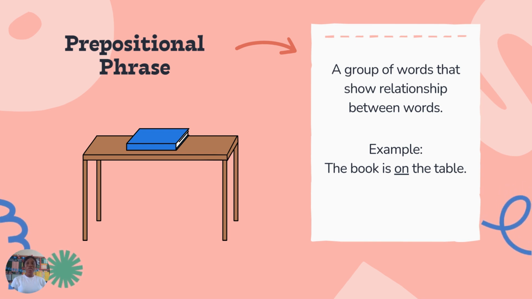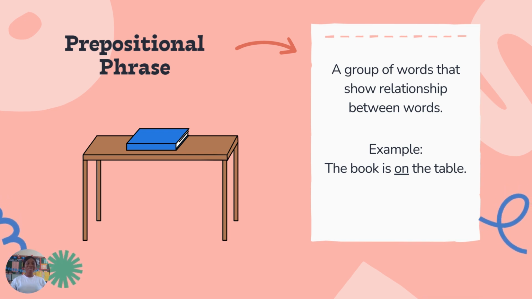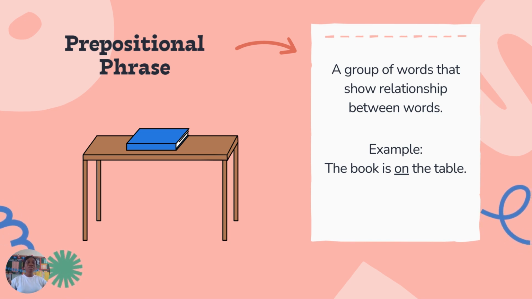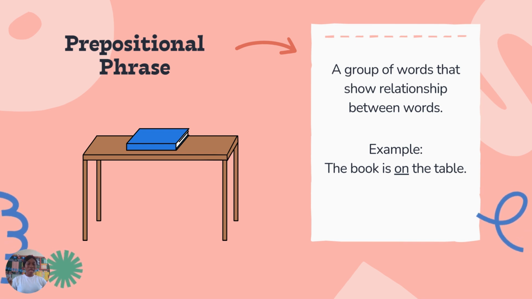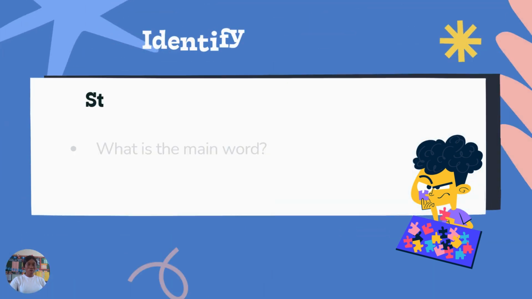If I want you to help me look for the book, I won't just say, get the book for me. Where exactly is the book? I need to tell you exactly where the book is. It's on the table, so you don't have to go and look underneath the table or beside the table or around the table. The book is right there on the table. So on there is a prepositional phrase. A preposition shows us the relationship between two words.